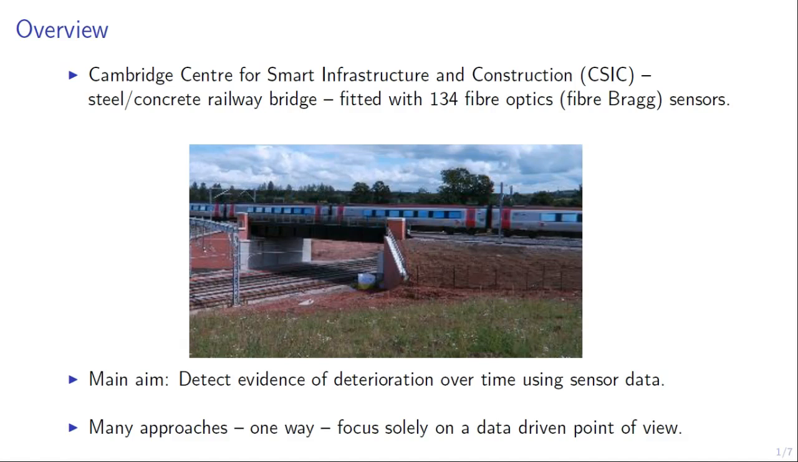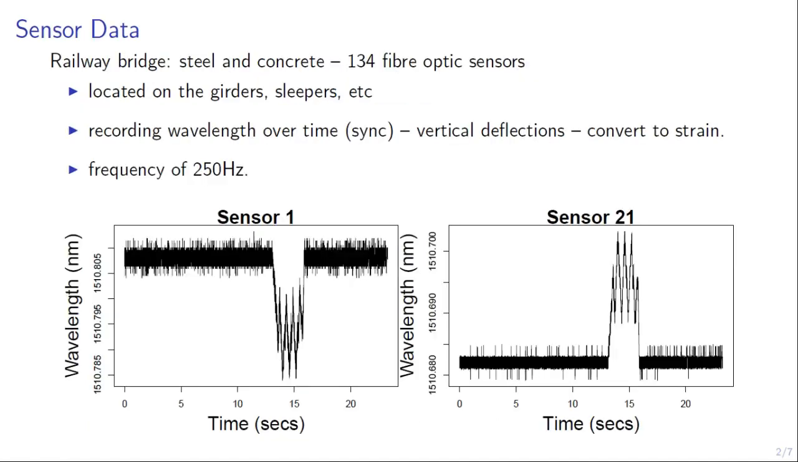So let's dive in and talk about the data in a bit more detail. So these are fibre optic cables, with gratings inscribed 1 meter apart. These are located in various locations in the bridge, on the girders, in the sleepers, in the midspan, for example. So we've got a distributed sensor network, so we've got a distributed data set.